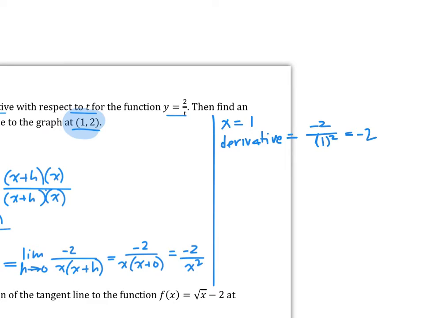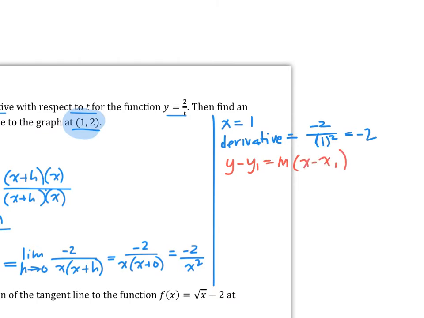Well, do we have a slope? Yes, it's -2. Do we have a point? Yes, it's 1, 2. So we can create an equation for this line. So here's what you're going to do. You're going to start with point slope form. This is the easiest thing to do. Point slope form.